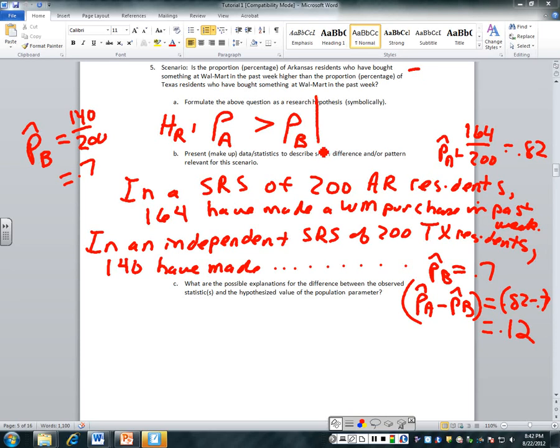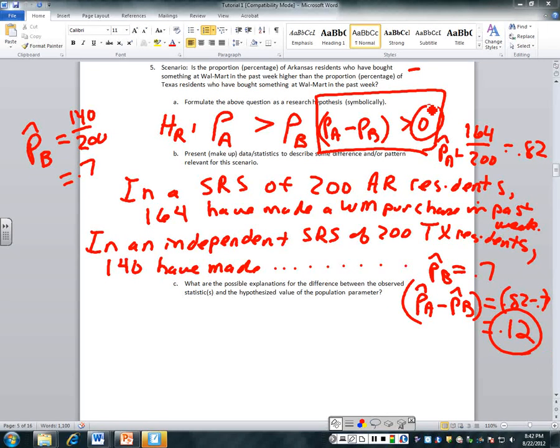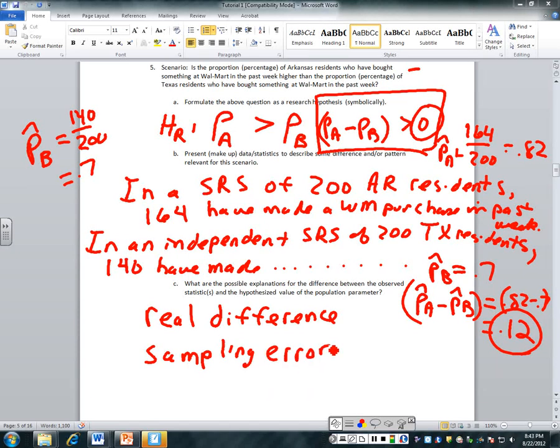Let me also come back up here and make the same kind of thing I did with the population mean, and say that I could have reformulated this as PA minus PB as the parameter, the difference between the two population proportions greater than zero. So now I'm comparing zero and 0.12 and trying to decide whether that difference, a difference of 0.12 and a hypothesized difference of zero, is big enough to say that we have a real difference in population proportions, or a real effect, if you want to call it that, or is that difference just a matter of sampling error? Or could it just be a matter of sampling error?